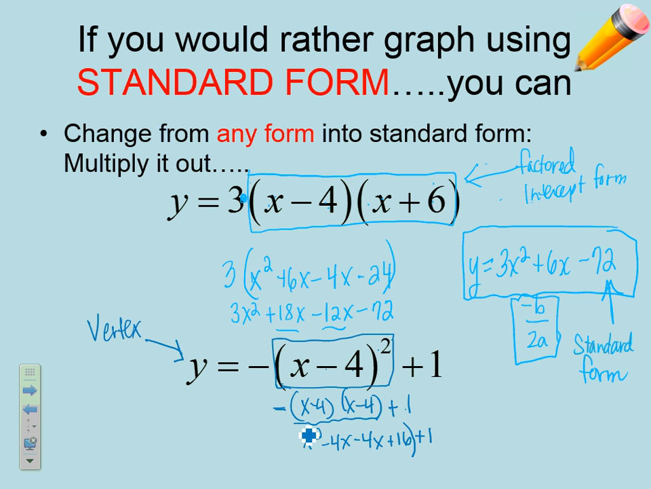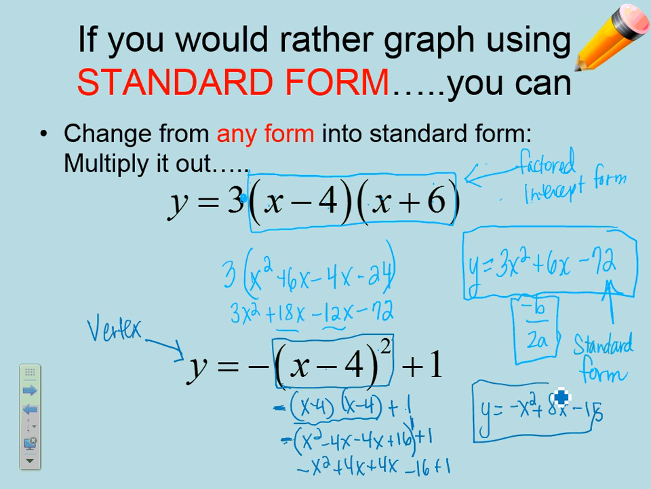But before I add the plus 1, I will multiply by my negative 1 through. And I can do that because this is to a power of 1. So I can use the distributive property here because this is to the power of 1. So negative x squared plus 4x minus 16 plus 1. And so my equation in standard form would be negative x squared plus 8x minus 15.